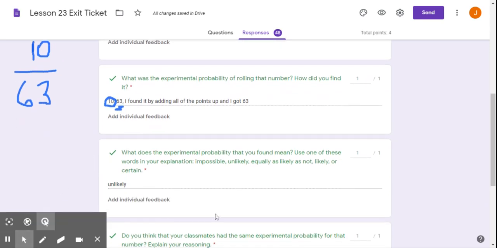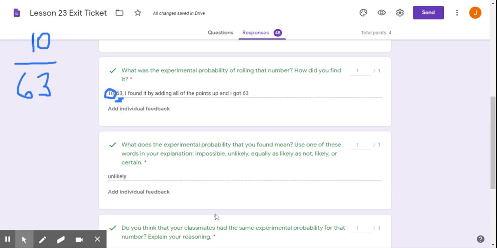In the next one, we talk about what that experimental probability means. Use one of these words in your explanation: impossible, unlikely, equally likely as not, likely, or certain. Darwin said it was unlikely. That's actually weird, right? Because he rolled an 8 the most, but he still said it was unlikely. And that's actually exactly right.